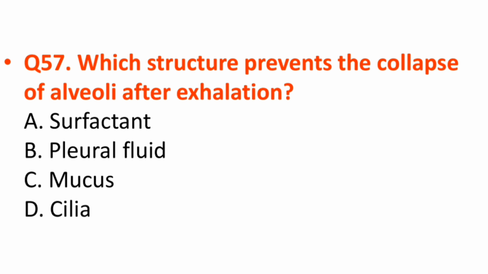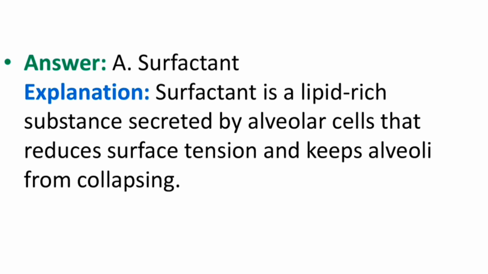Which structure prevents the collapse of alveoli after exhalation? Option A surfactant, option B pleural fluid, option C mucus, option D cilia. The correct answer is option A surfactant. Surfactant is a lipid-rich substance secreted by alveolar cells that reduces surface tension and keeps alveoli from collapsing.